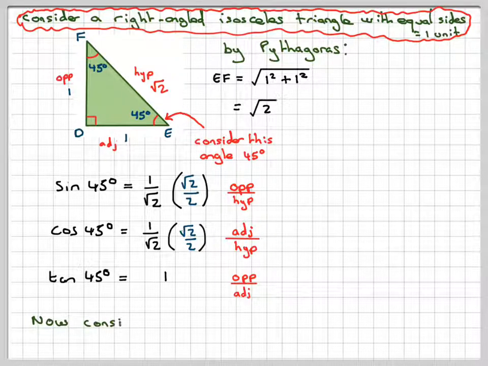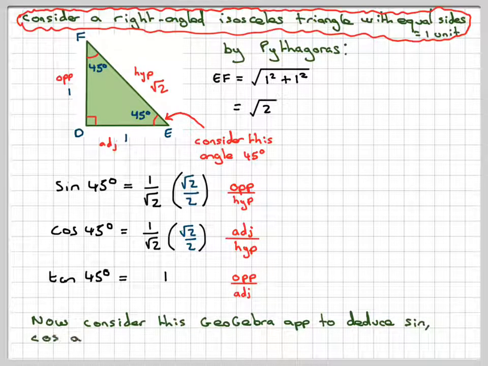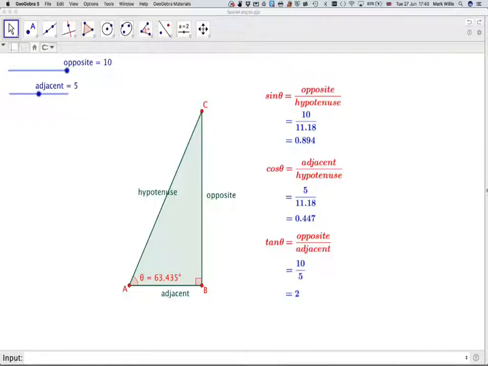What about 0 and 90 degrees? Well, at 0 and 90 degrees you don't really have a triangle, but if we look at this applet, here we have a right angle triangle. This is the angle at the moment. This is the adjacent, this is the opposite, and this is the hypotenuse side.